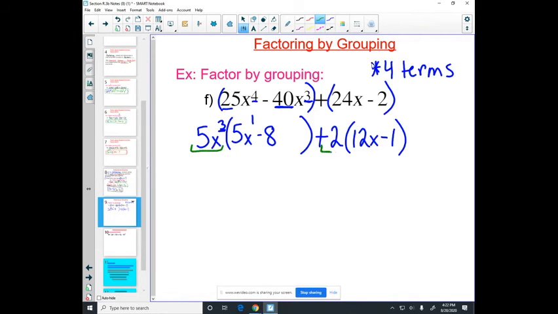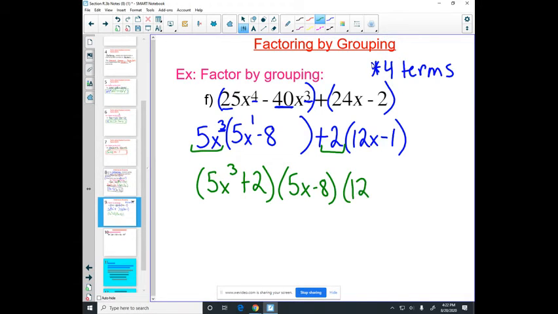First step, I factored the GCF out, and now I'm going to group them back together. 5x cubed plus 2 gets together, and 5x minus 8, and 12x minus 1. The problem I'm going to run into is this 5x minus 8 is not the same as 12x minus 1. Because those are not the same, I cannot group them together. So it is not factorable.